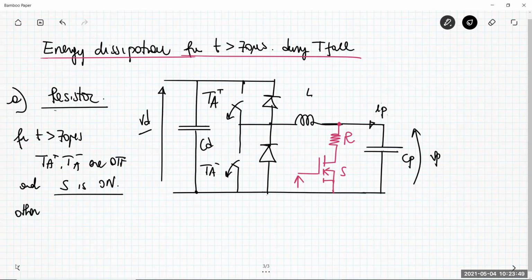Otherwise, S is off. So what happened when the transistor is closed? What happens when the voltage between the gate and the source is higher than the threshold? The circuit becomes like this one.